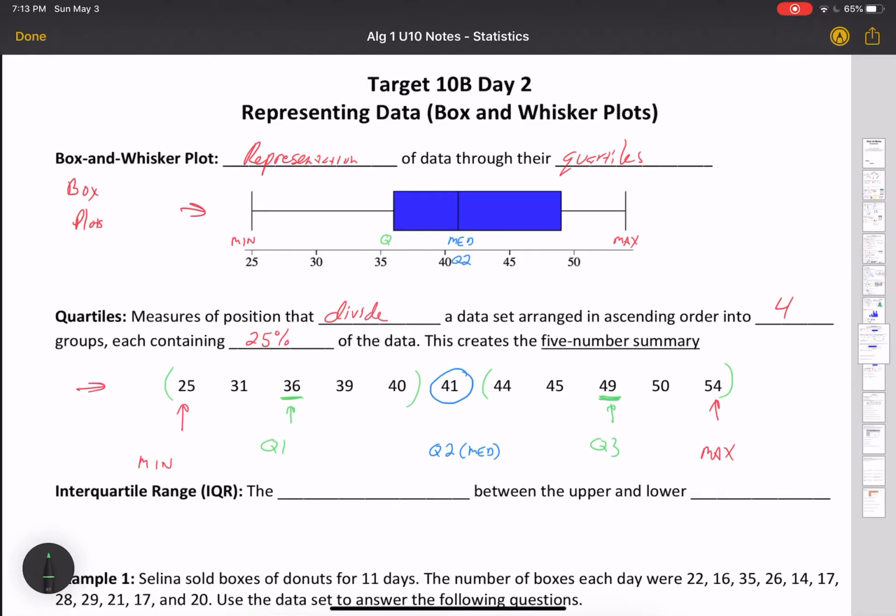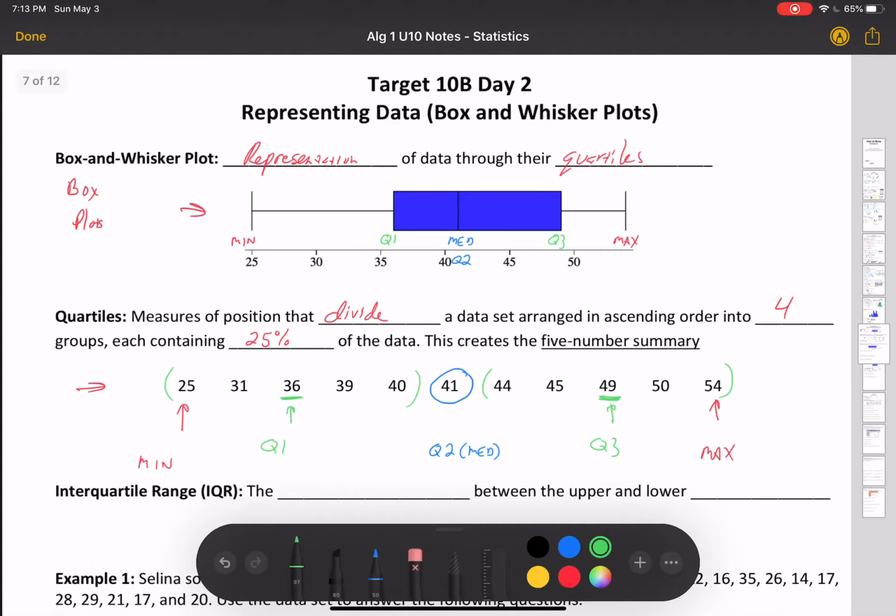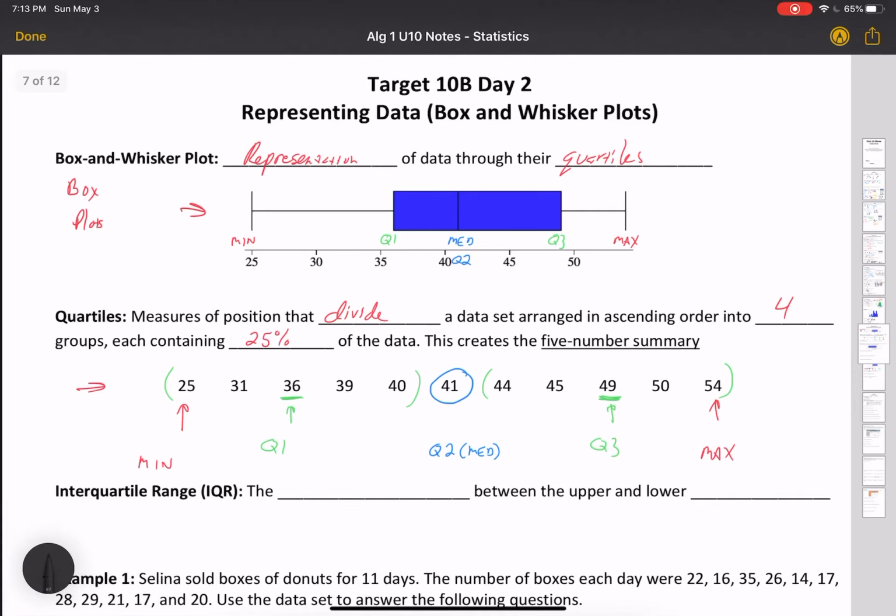So here, if I label those on the graph, each of these groups in between the 5-number summary, so like in between the minimum and Q1, that's 25% of my data. Between Q1 and my median, 25%. Between Q2 and Q3, 25%. Between Q3 and the max, 25%. So I'm dividing my data into 4 intervals.